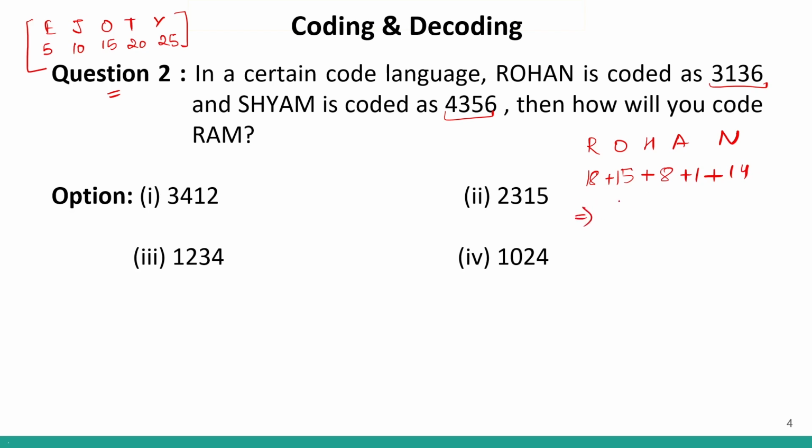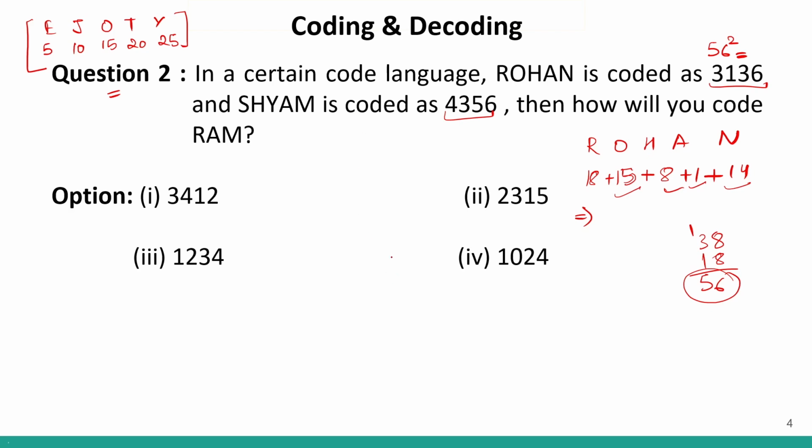So if I find the sum of this, 14 plus 15 is 29. 29 plus 1 is 30. 30 plus 8 is 38. And if I add 18, how much will I get? This will be 56. Now 3136 is basically 56 square. 56 square is equal to 3136.